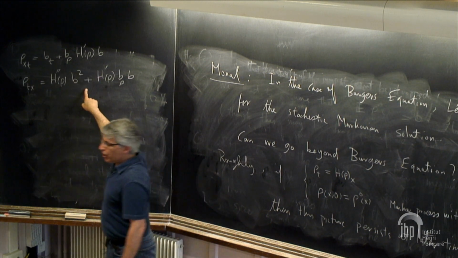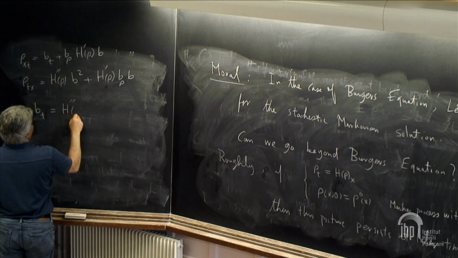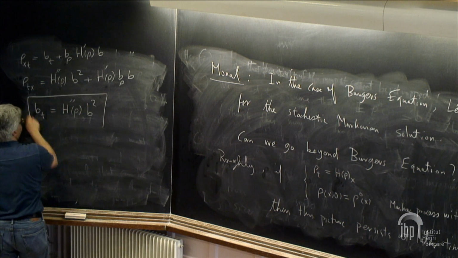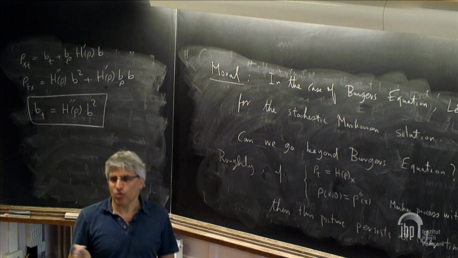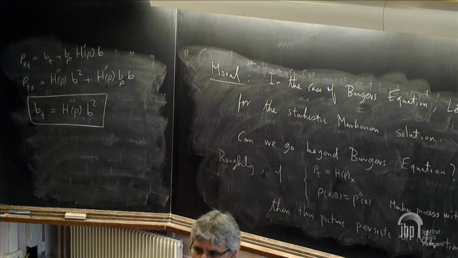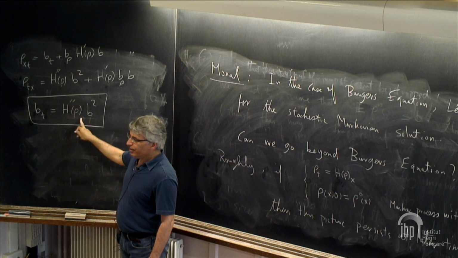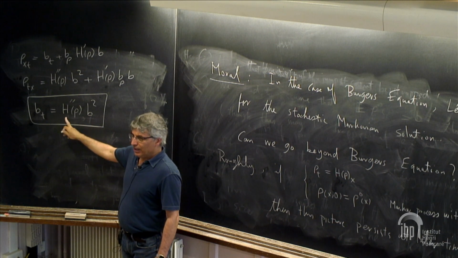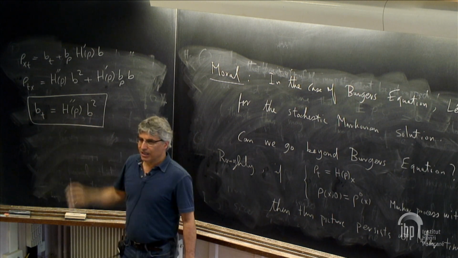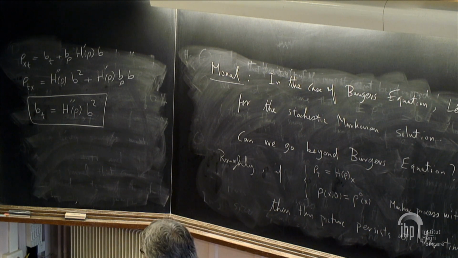Since they have to match, then I have the equation b_t equals h double prime times b squared. So if this is true, and if you have classical solutions, then the time derivative of the vector field b is given by the second derivative of h times b squared. Let's, for example, assume h is convex. Then this would be positive. So I have b_t equals something positive times b squared. Okay? So this looks nice.